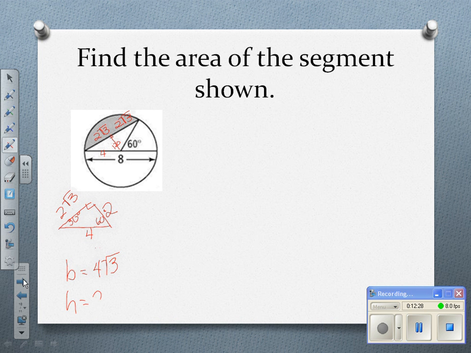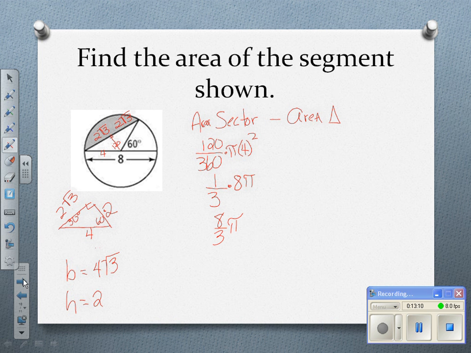All right. So let's find the area of the sector. We've got the area of the sector minus the area of the triangle. Okay, so since that's 60, my sector is 120. So 120 over 360 times pi r squared. The radius is 4. So 120 over 360 is 1/3 times 16 pi. So 16/3 pi is the area of my sector.